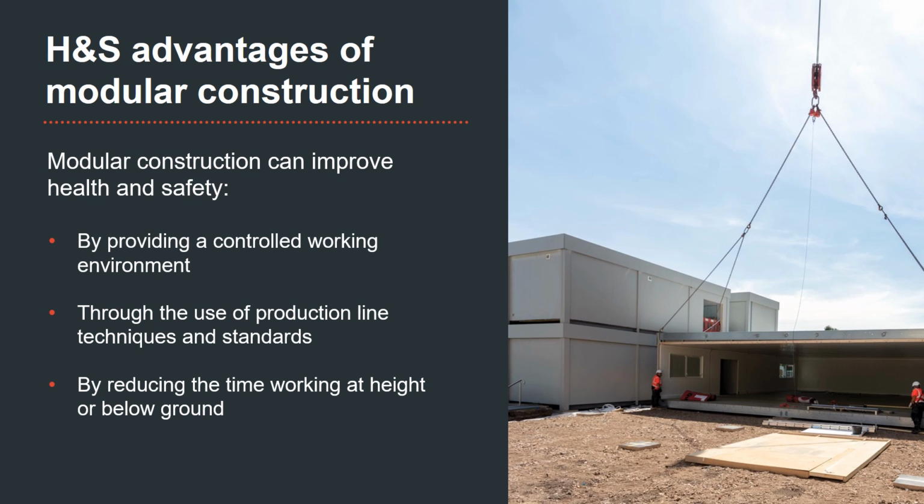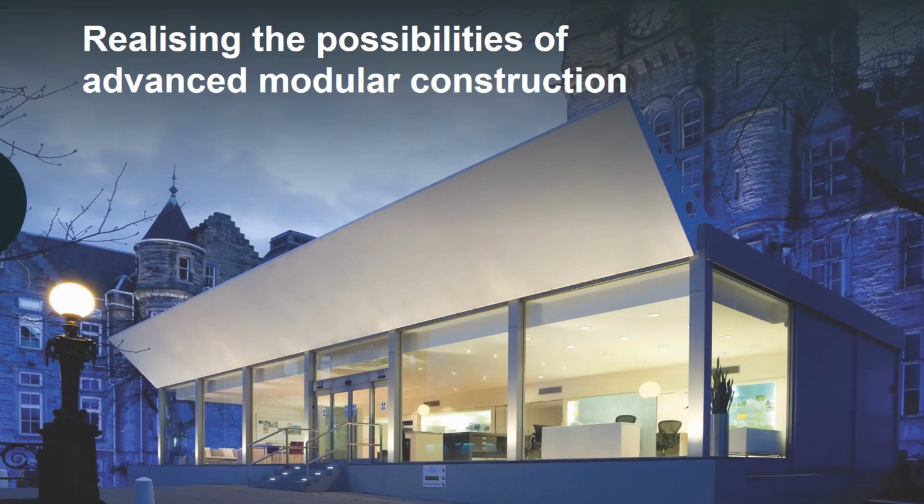Modular construction has a number of advantages over conventional construction in this regard, such as providing a controlled, clean and warm working environment, production line techniques and standards, as well as reducing the time needed to work at height or below ground when assembling on site.